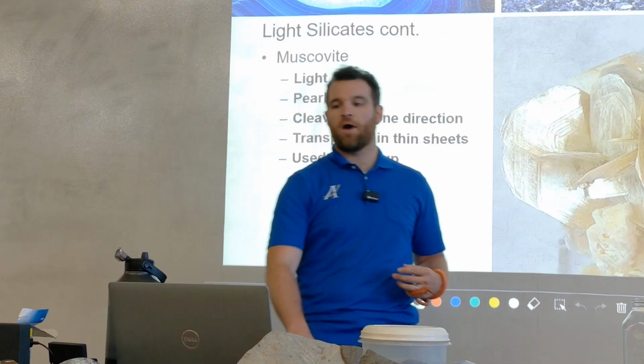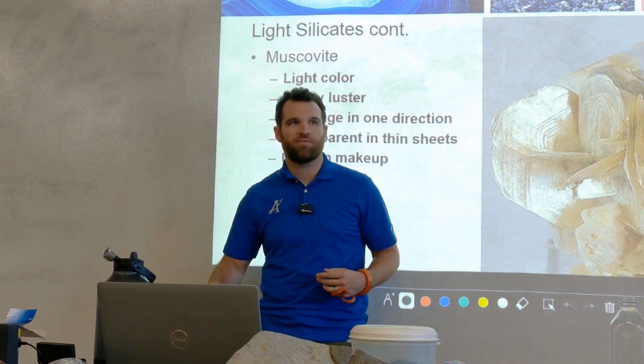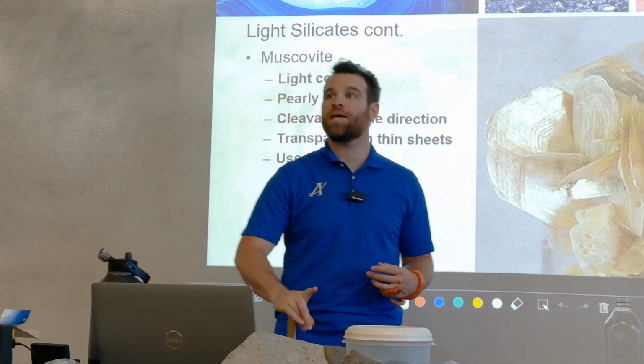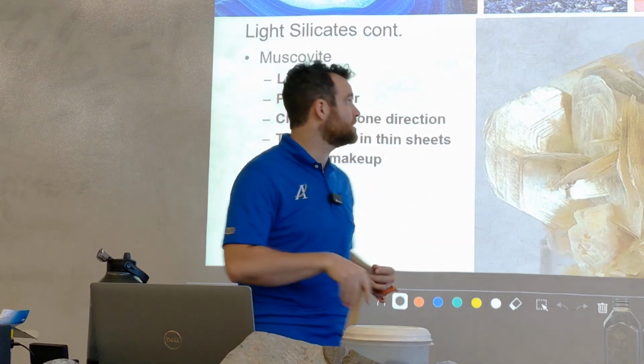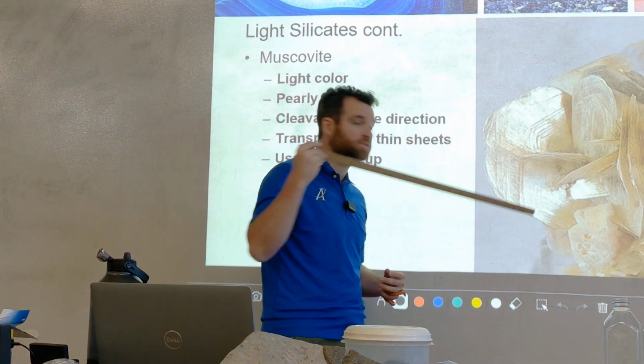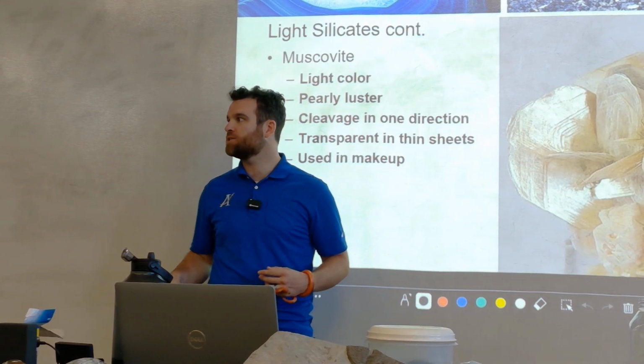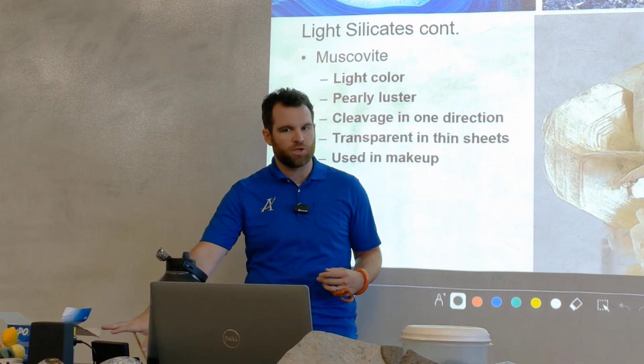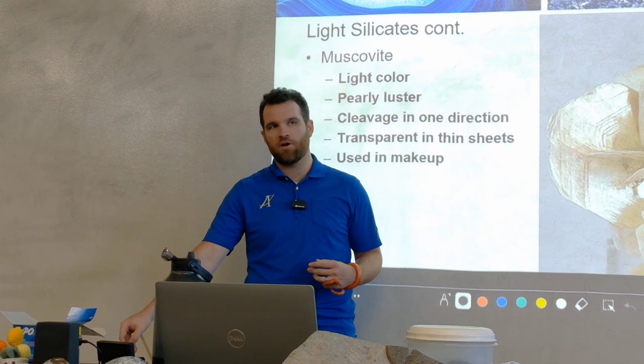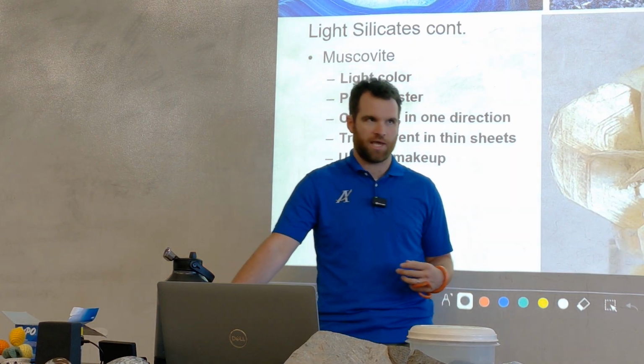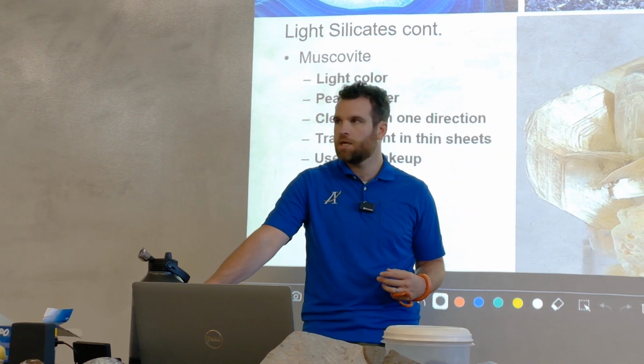Okay, then we have muscovite. Muscovite is a single plane of cleavage, one plane of cleavage, which is why, as you can see, it breaks apart into these sheets. Okay, like pages of a book. It has that pearly luster. It's a very soft mineral. It's like a 2 on the hardness scale, if I remember correctly, 2 or a 3.